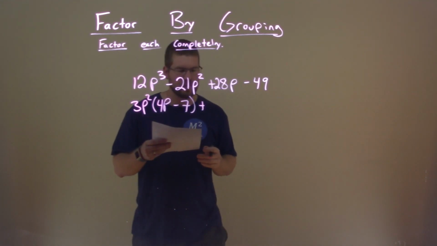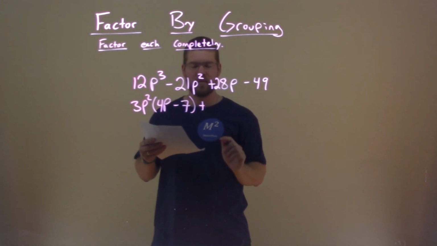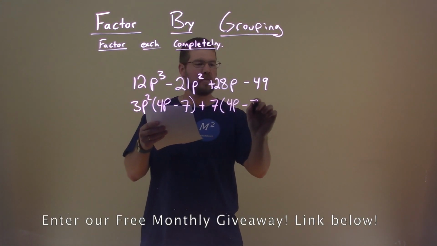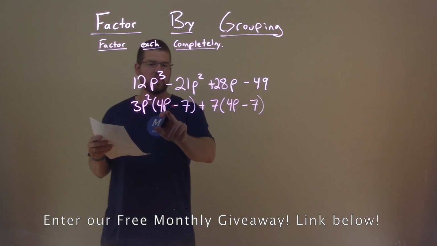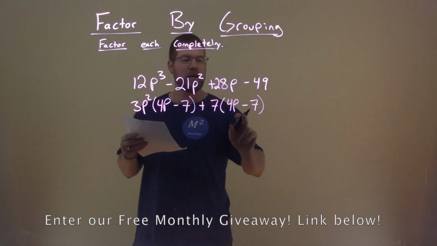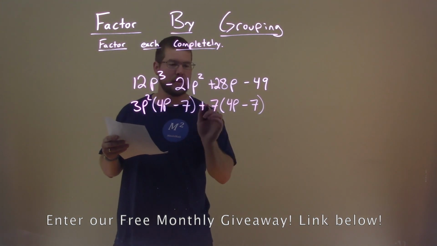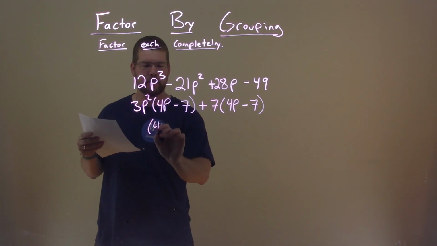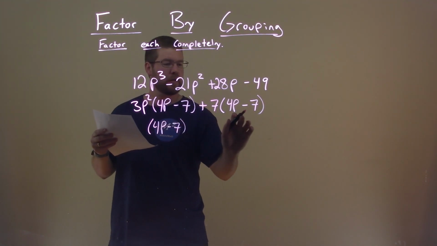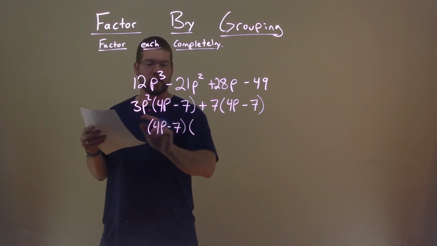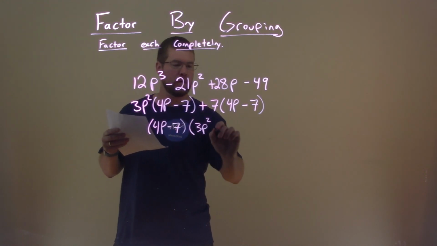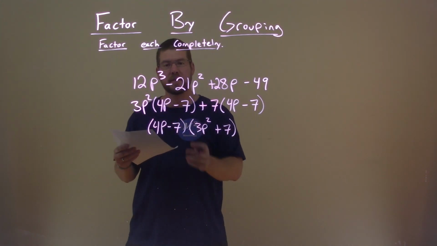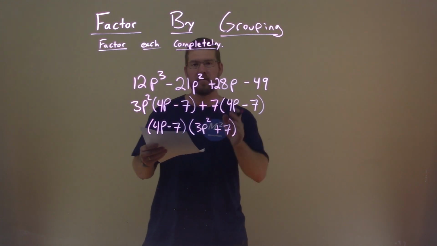Now let's look at the second part. A 7 goes into 28 and into 49. Pull out a 7, and what are we left with? Well, 4p minus 7. So now we notice we have a parenthesis of 4p minus 7 and 4p minus 7, and we have our two parts separated by an addition sign. Well, we can pull out a 4p minus 7 from both parts, and what are we left with? The 3p squared plus 7. And there, actually, we have our final answer: 4p minus 7 times 3p squared plus 7.